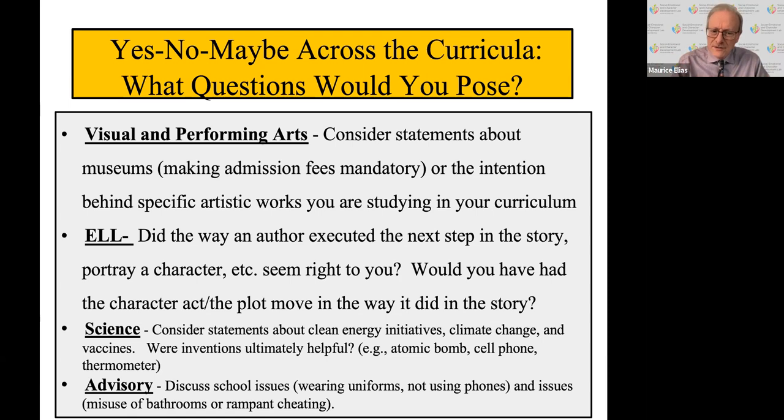In English language arts, did the way an author executed the next step in the story or portrayed a character seem right to you? Imagine you're reading a picture book and you read through chapter 4. And so now you're going to have a yes, no, maybe about what the author should do in chapter 5 before they've read it. And then they read chapter 5, they come back and reconsider the yes, no, maybe, right? You're activating some wonderful SEL skills, literally every one of the CASEL Five, and still you're within the structure of your curriculum. In science, consider statements about clean energy initiatives, climate change, or vaccines.